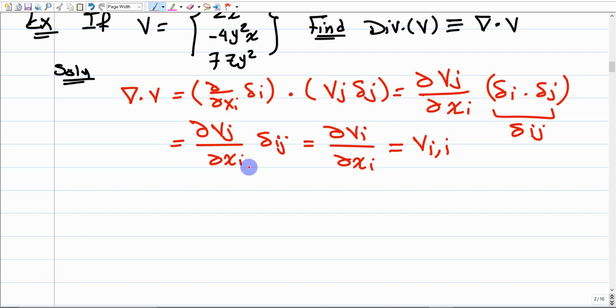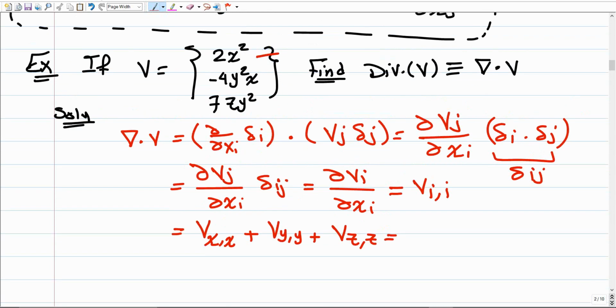Make sense? So if I decided to write this in the expanded form, what is the expanded form of this thing? It's going to be v_x,x plus v_y,y plus v_z,z. The comma here indicates the derivative with respect to x, the derivative with respect to y, the derivative with respect to z. So if I ask you, look into these three components. This is the Vx component. This is the Vy component. This is the Vz component of this vector, right?